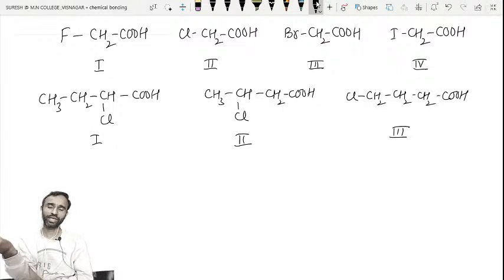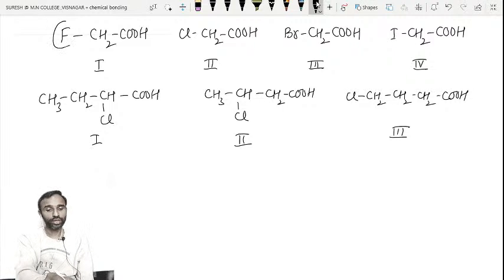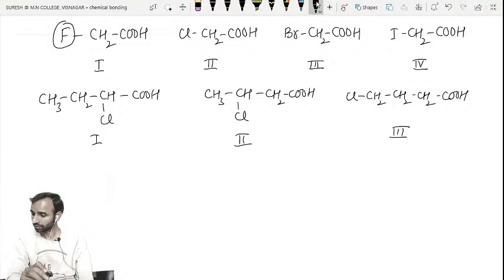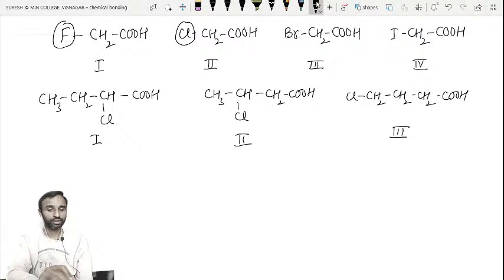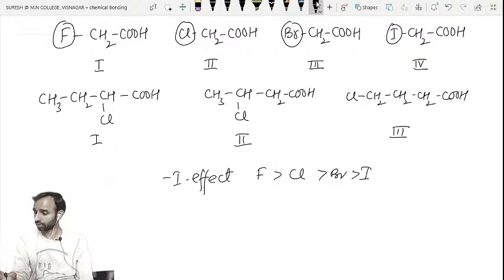This is a simple application of inductive effect. 1, 2, 3, 4. Ashish, very good, because fluorine is more electronegative. Harshil, good. Chlorine is less than fluorine, then bromine, then iodine. Because the order of minus I effect is fluorine, then chlorine, then bromine, and then iodine.